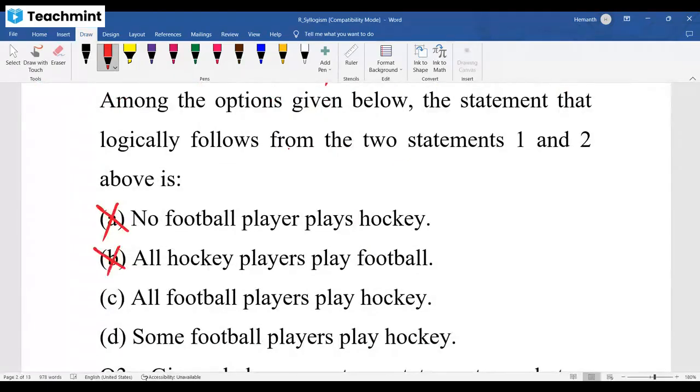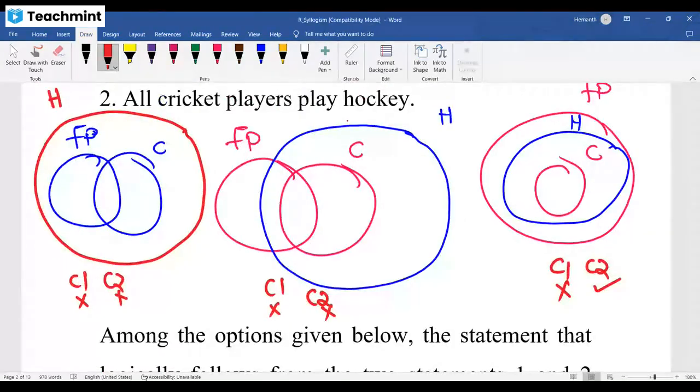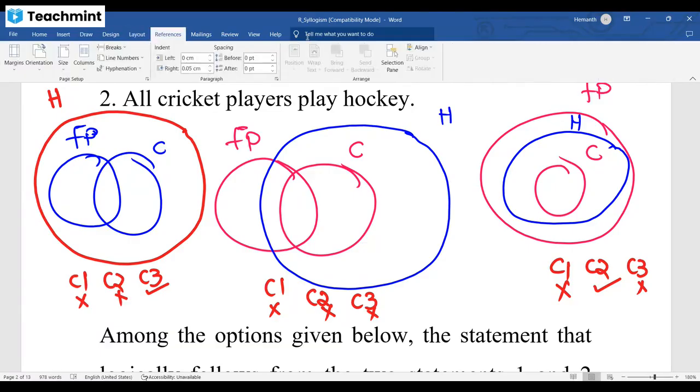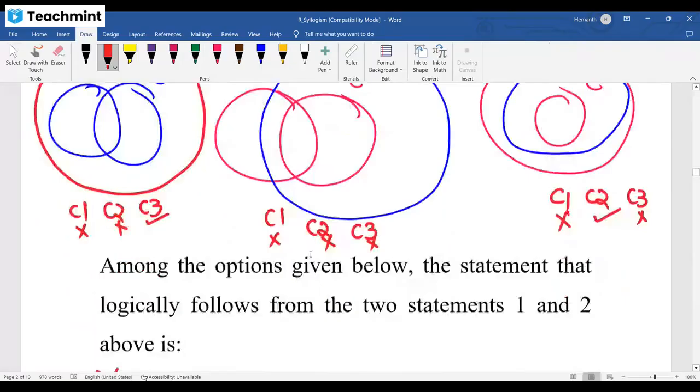Next one, all football players play hockey. Here correct, third one correct. In this one wrong. This one, all football players play hockey, is wrong. Some football players play hockey is correct. In the third diagram, some part of the football players play hockey, not the entire. Right. So is the third one true in all diagrams? No, failed. Okay, cool. Remove it.